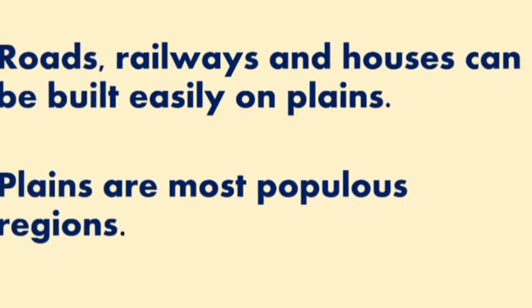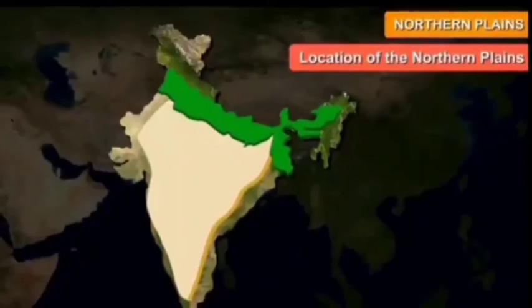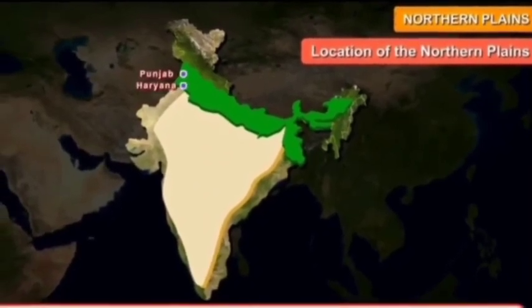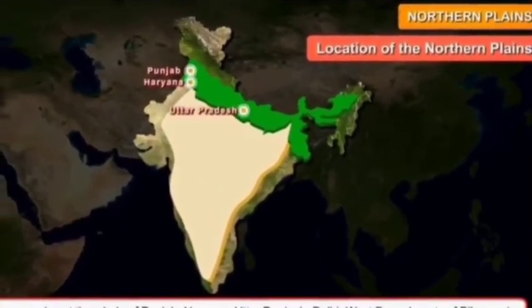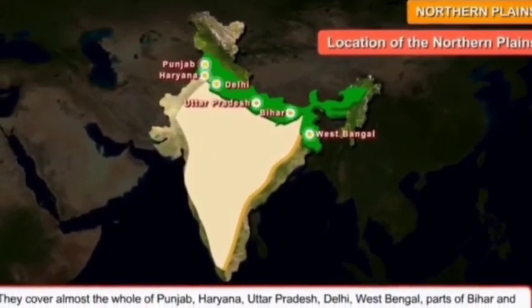India has a very large number of plains on the northern parts, for example, we have the Punjab, we have the Delhi, and others, and they are all in great places of the world.